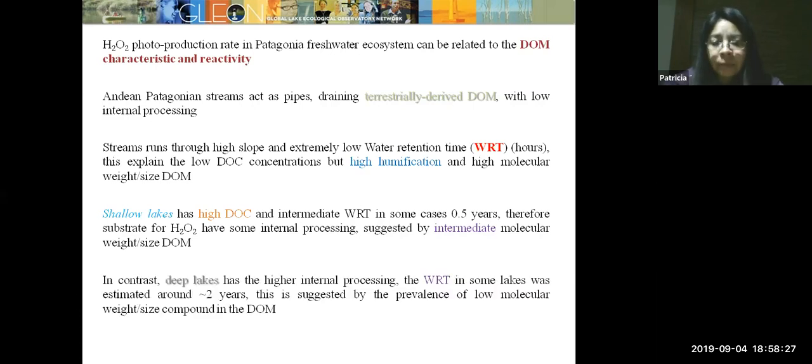In contrast, the deep lakes have a lot of internal processing. They have very long water retention times, sometimes estimated at 2 years, but in one of the biggest lakes it has also been suggested to be more than 11 years. So we have the prevalence of lower molecular weight compounds of the DOM. It's a very low DOC concentration, very low DOM, and it's not reactive, so it does not produce much hydrogen peroxide.